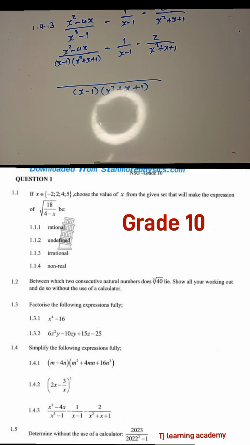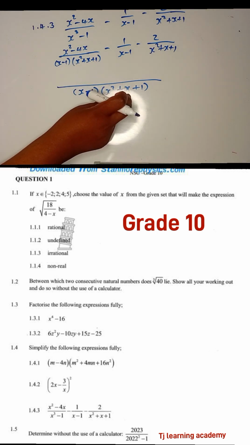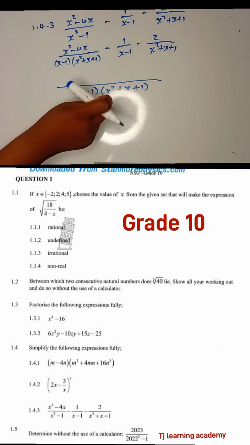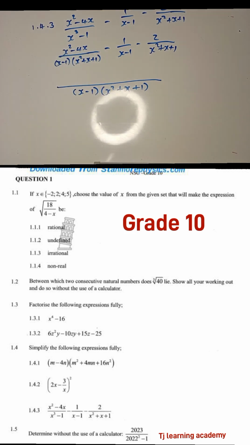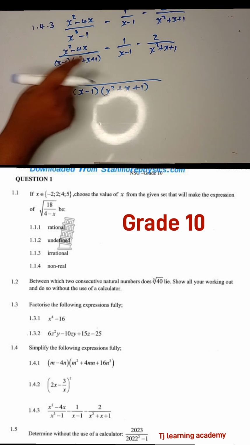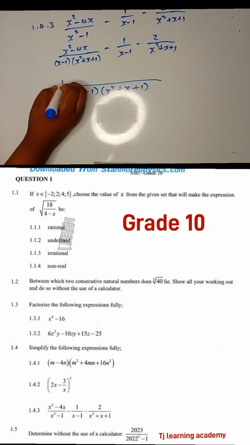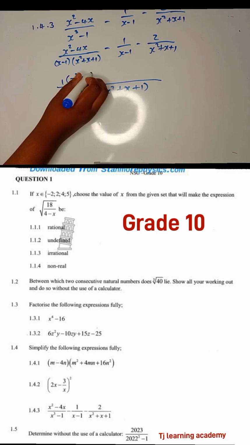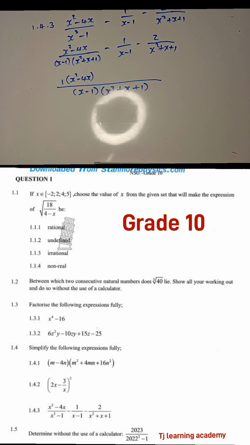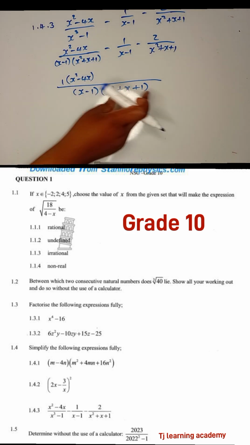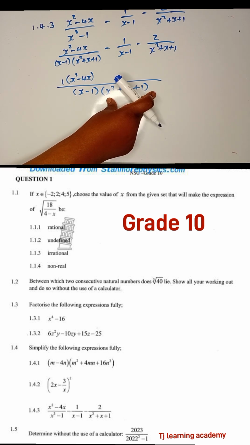So now let's start. This and this will cancel. This is the same as this divided by this. See? It's going to give me 1. And then I'm going to multiply the 1 with this. Oh, and let me write it down so that we can understand. x squared minus 4x. So this one and this one will cancel. I will remain with this.